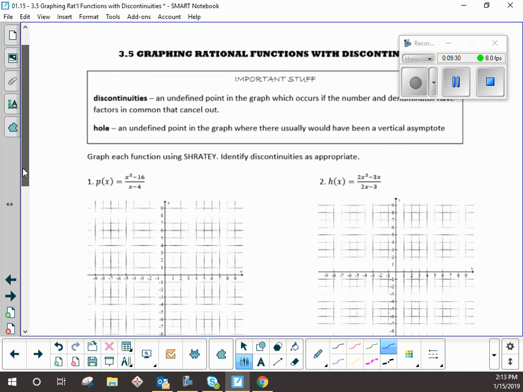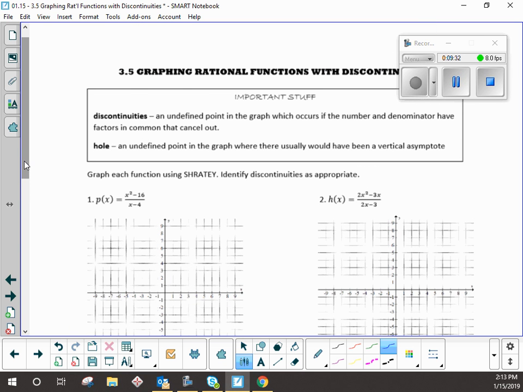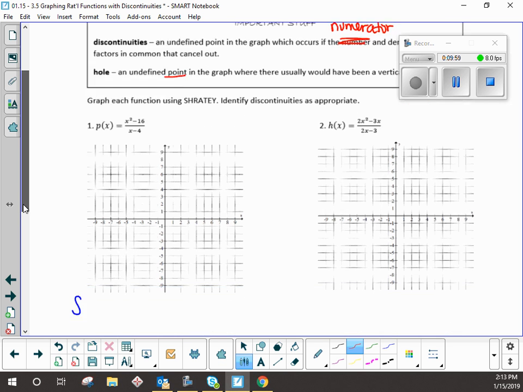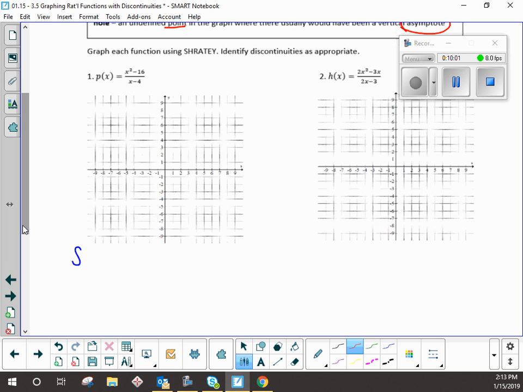It says a discontinuity is an undefined point in the graph which occurs if the numerator, this is a typo, the numerator and denominator have factors in common that cancel out. And a hole is an undefined point in the graph where there usually would have been a vertical asymptote. So it's a point when we would have had a line instead. So take a minute and factor. So the S step is factoring.